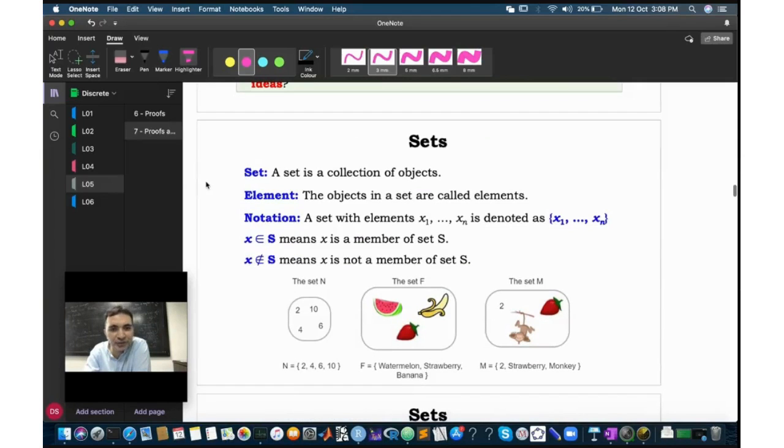So we know a set is a collection of objects. Elements are the objects in the set. The objects that are inside that set, we call them elements.